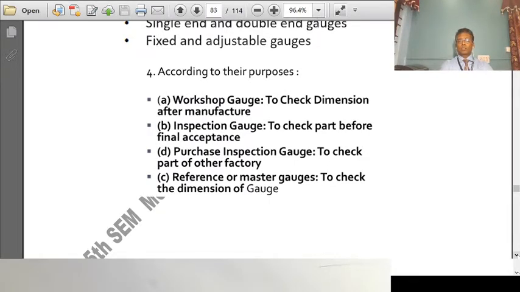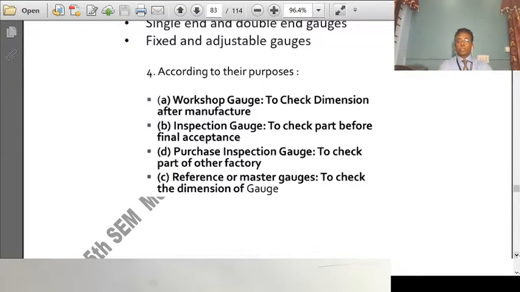Inspection gauges are used to check before final acceptance. Purchase inspection gauges are used to check parts from another factory. You are purchasing some components from other factories. They will have checked and sent them to you, but you want to make sure that it conforms to your requirements. So that is a purchase inspection gauge.